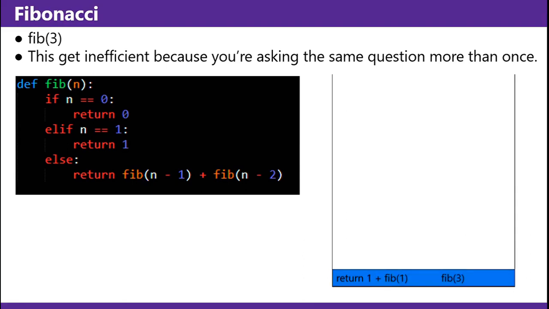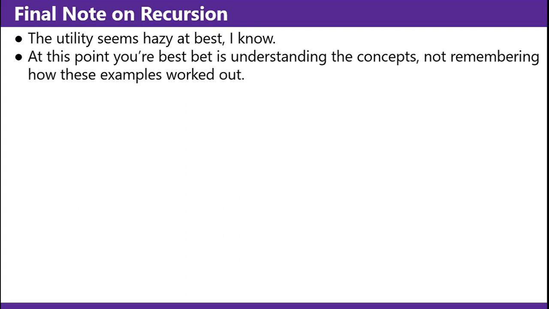Now you got to work out what Fibonacci of 1 is again. Fibonacci of 1 is 1. Give that answer back. Fibonacci of 3 is 2. Final note on recursion. The utility seems hazy at best, I know. At this point, your best bet is understanding the concepts, not remembering how these examples worked out.